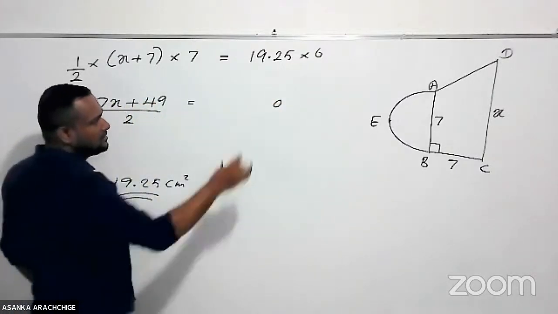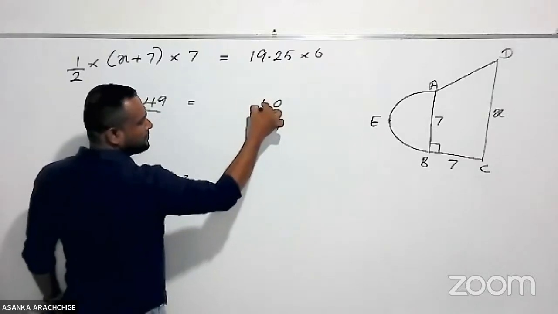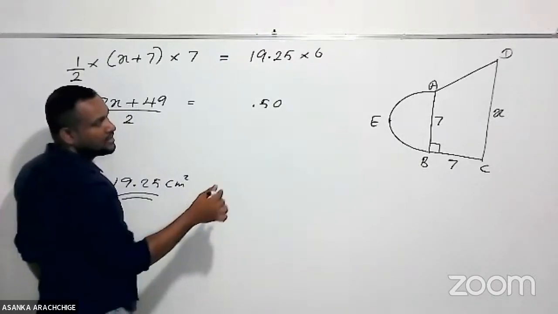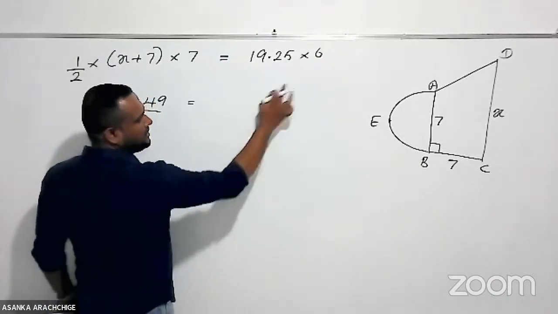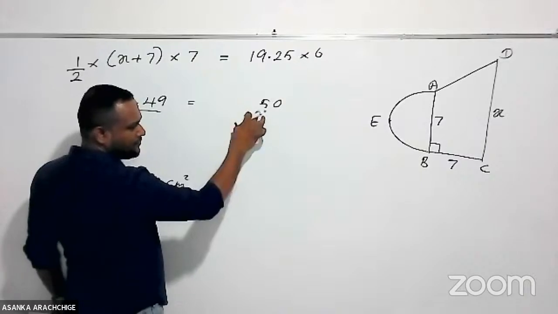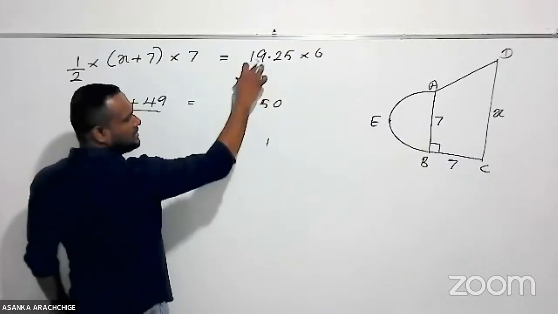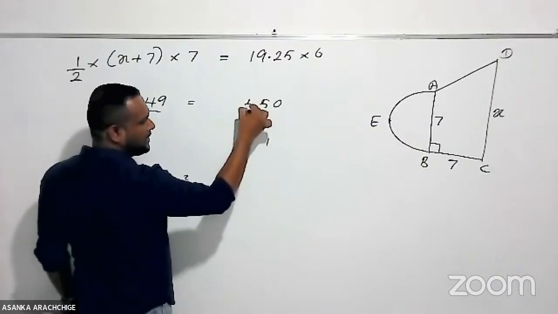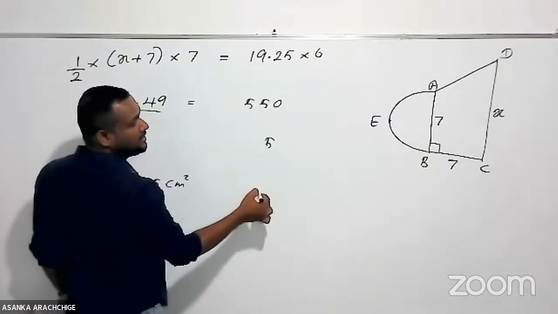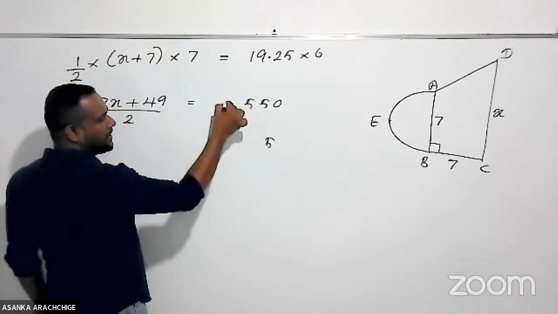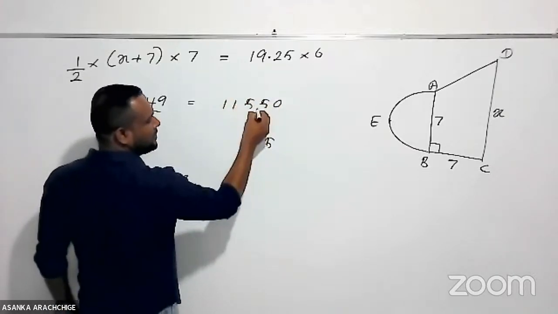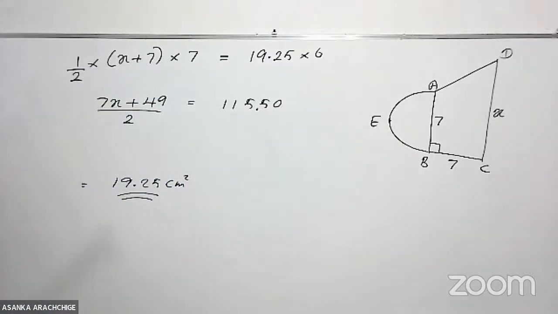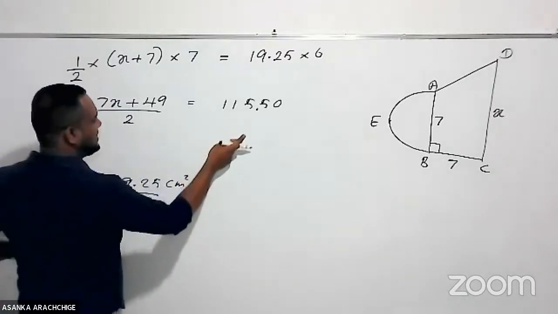3 remaining. 6 times 2, 12, 3, 15. 1 remaining. 6 times 9, 54 plus 1, 55. Now 5 remaining. 6 times 1, 6, 5. 115.50, 11 and separate 2 decimal places. Correct? Then you can do the cross multiplication.